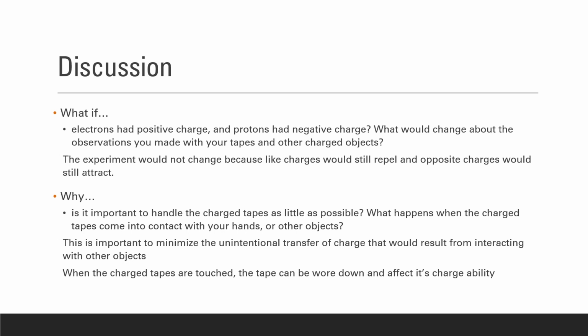So discussion. If electrons had a positive charge and protons had a negative charge, the experiment would not change because like charges would still repel each other and opposite charges would still attract each other. And it is important to handle the charged tapes as little as possible because you want to minimize the unintentional transfer of charge from one object to another. And also, when the charged tapes are touched, the tape can be worn down and affect its ability to be charged.